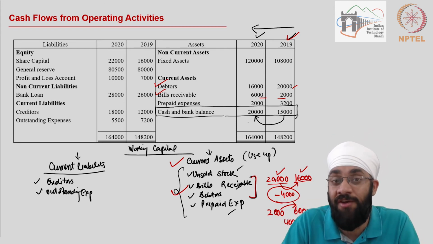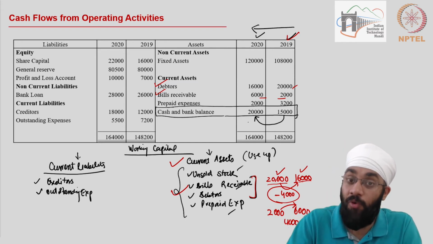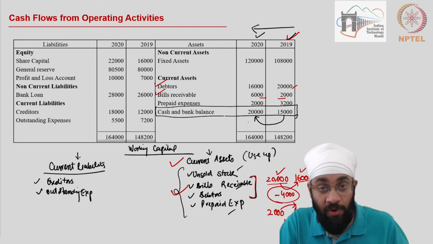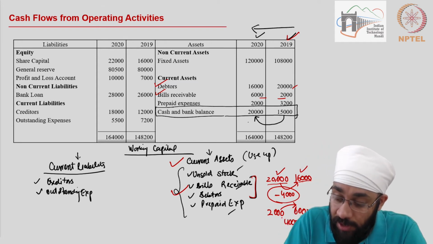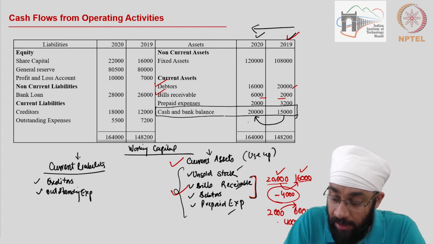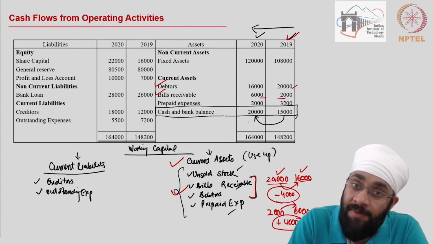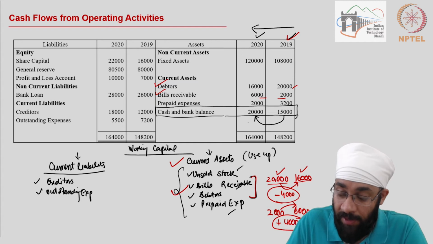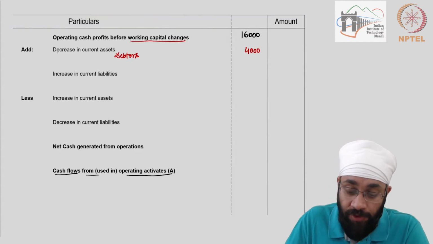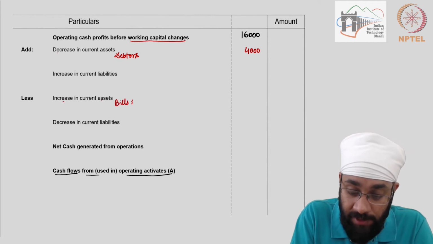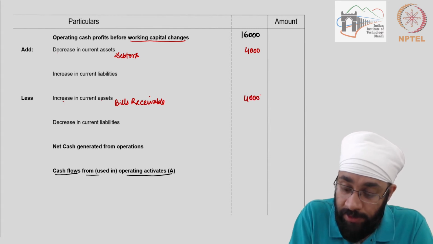Meaning you actually did not receive this money. There is more money to be recovered. These bills you must have paid on your own and now they are to be recovered. So this 4,000, the increase in the debtors, is an outflow of cash for the business because you paid for these bills, but your customer has not paid you. So 4,000 increase in the current assets. I will write bills receivable 4,000. This needs to be deducted.